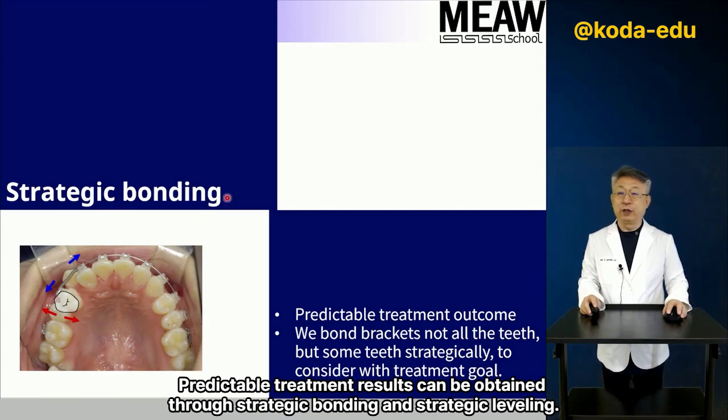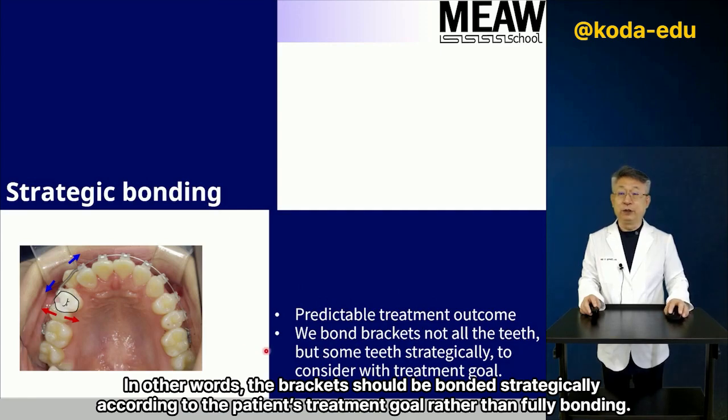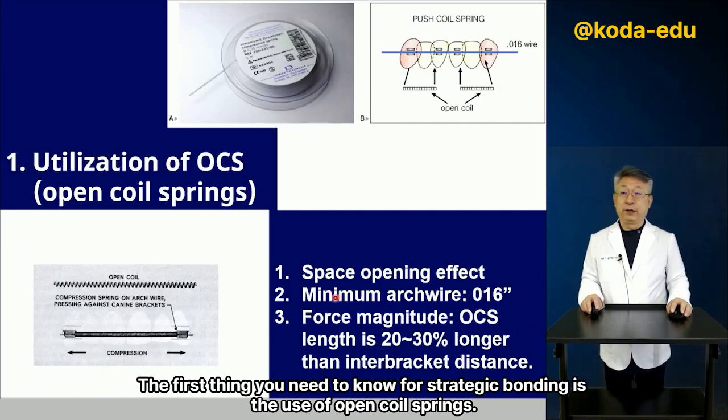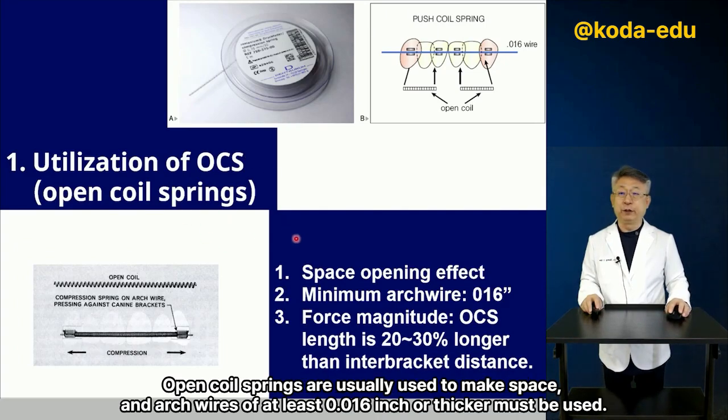Predictable treatment results can be obtained through strategic bonding and strategic leveling. In other words, the brackets should be bonded strategically, according to the patient's treatment goal rather than fully bonding. The first thing you need to know for strategic bonding is the use of open coil springs. Open coil springs are usually used to make space, and arch wires of at least 0.16 inch or thicker must be used.